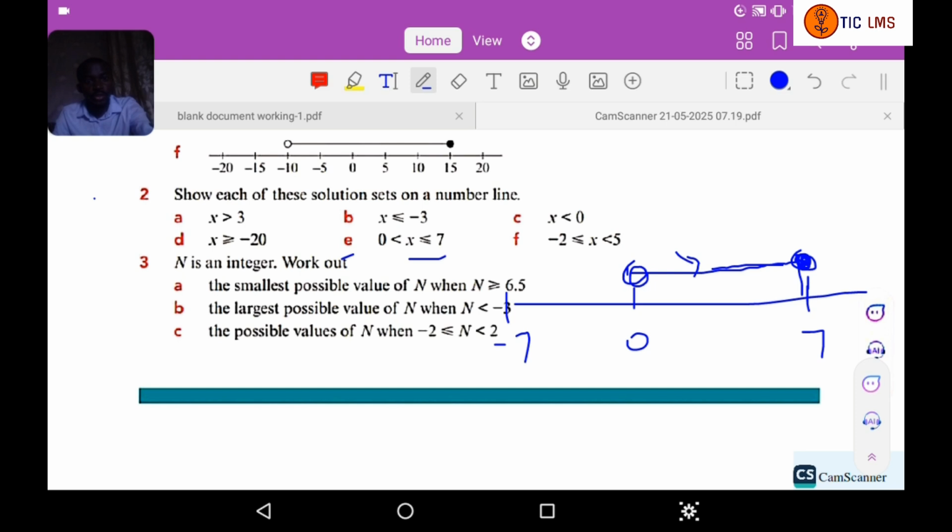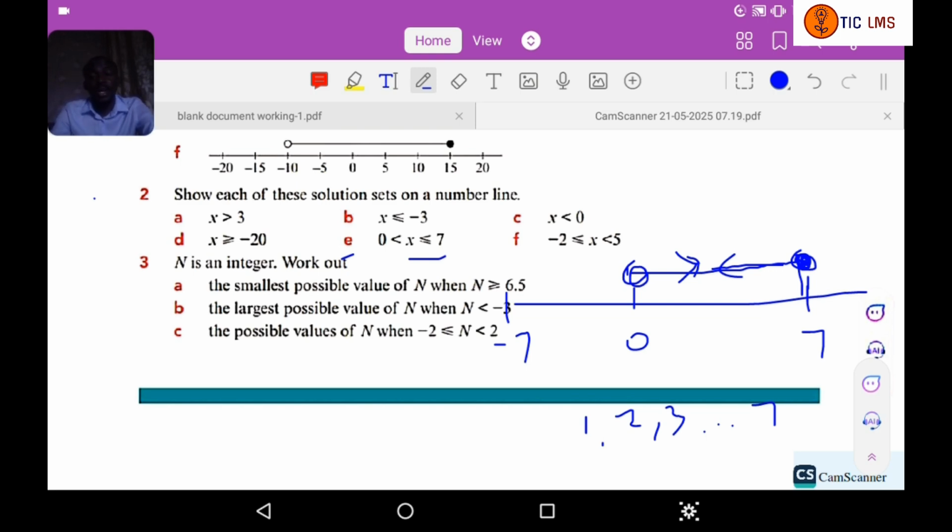As you're moving to the right, you're also moving to the left. So the values in between here up to 7 are the values. In this case, our answers are from 1: we have 1, 2, 3, until we get to 7. So 7 is inclusive in the answer. I hope you understand that.